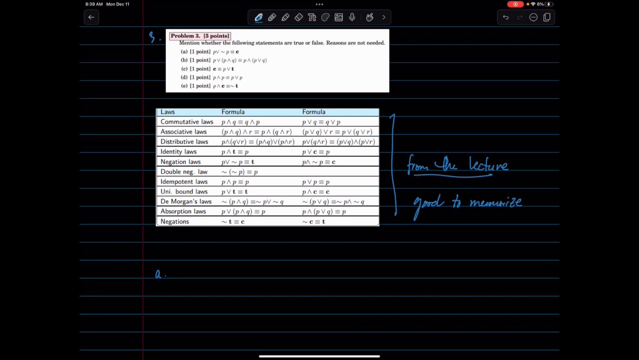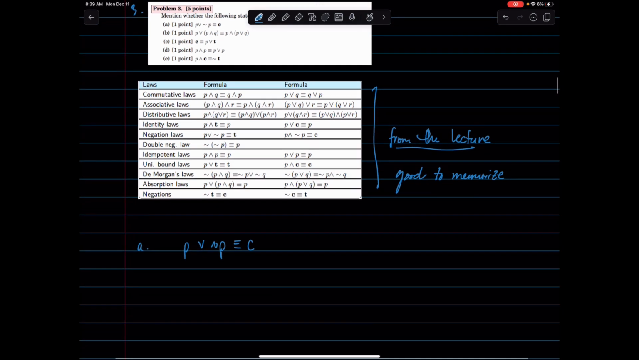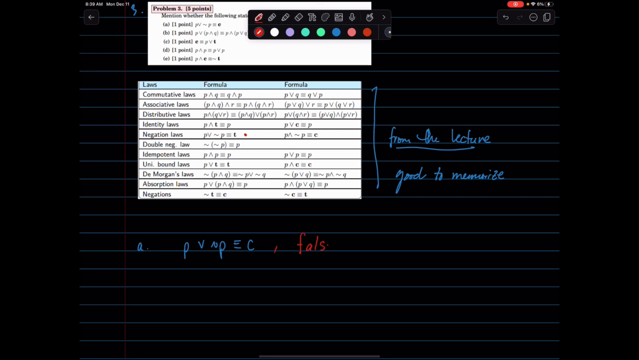Alright, so A, P or not P is a contradiction. So let's try and find that in the truth table. And we found it right here. It is indeed a tautology, so this is false.